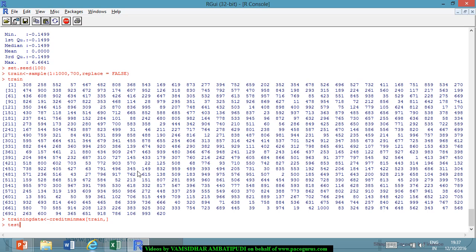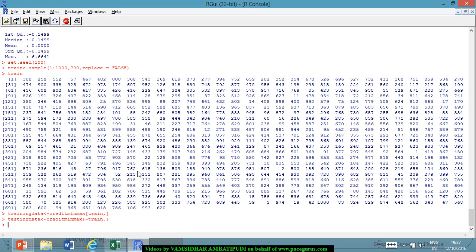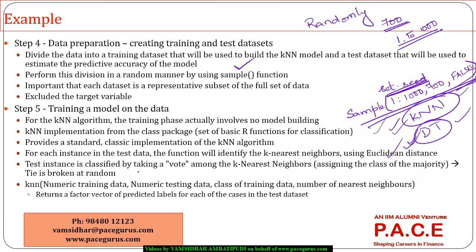Similarly, I need my testing data as well, which I would be taking from the same credit min max, but I have to take those rows which are not part of the selected ones. So I'll take it as minus train comma blank. So my training data is those 700 rows which are part of the train, and the testing data is those 300 rows which are not part of the train. That's where I have taken the subset as minus train. So I have broken the data into a training data as well as a testing data.